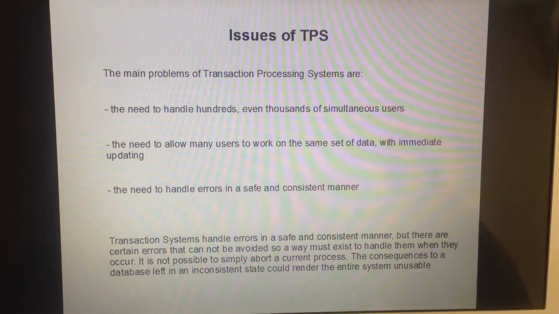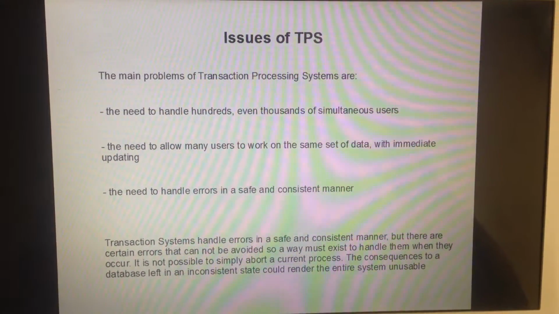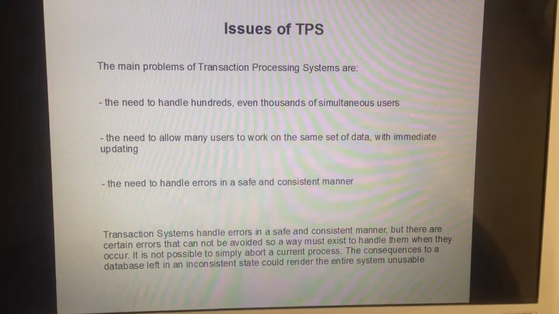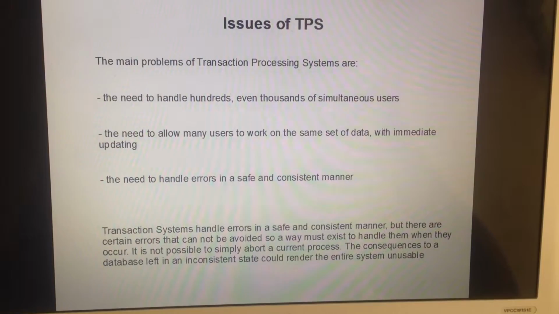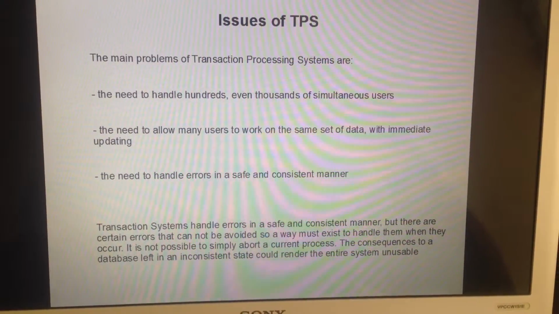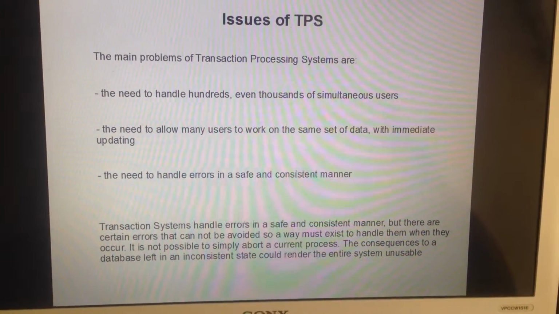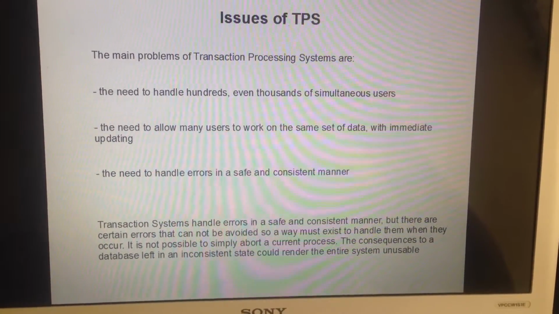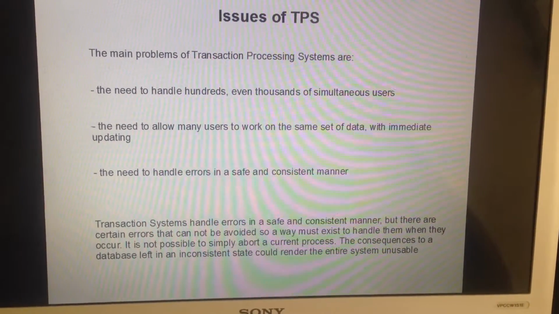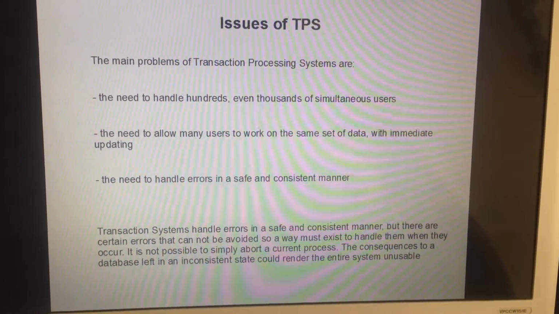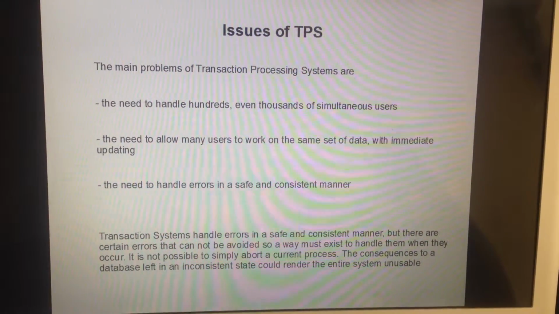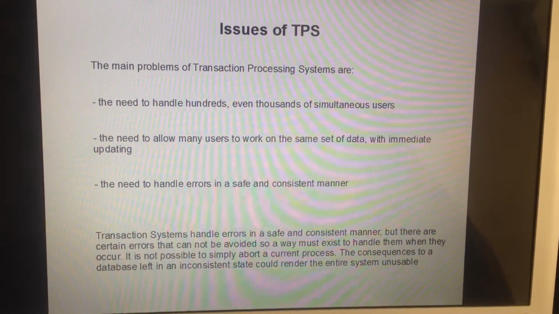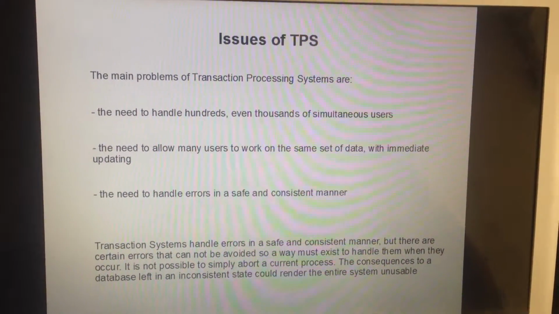Here are some issues of TPS which can occur. The main problems of transaction processing systems are, I will mention 3 of them: the need to handle hundreds, even thousands of simultaneous users, the need to allow many users to work on the same set of data with immediate updating, and last but not least, the need to handle errors in a safe and consistent manner.